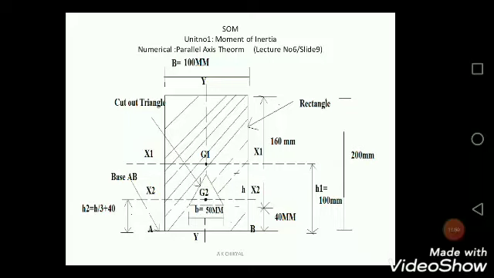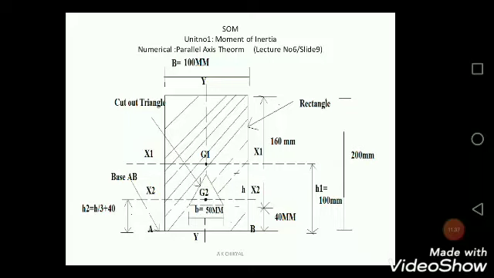Now, the distance of G1 from the base is given by H1. If you look at the right hand side, the distance between G1 and axis AB, H1, is 100 mm. The complete depth of the rectangle is 200 mm, and the centroid is located at half of it. So G1 to the base is D divided by 2. Here D is 200, 200 divided by 2, 100 mm.